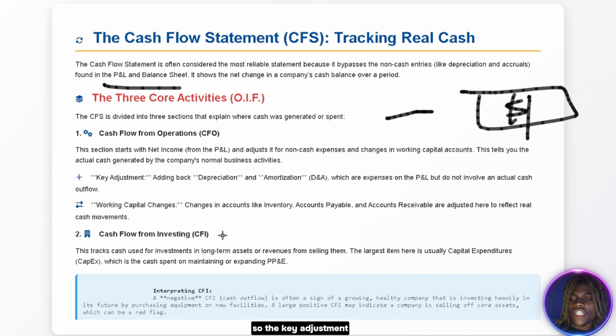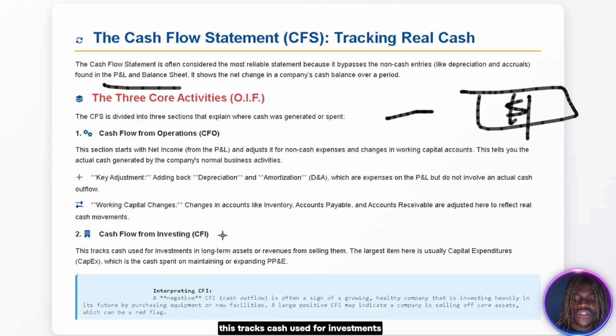So the key adjustment is adding back depreciation and amortization, which are expenses on the P&L that do not involve an actual cash outflow. And working capital changes. Changes in accounts like inventory, accounts payable, and accounts receivable are adjusted here to reflect real cash movements. And cash flow from investing, CFI.